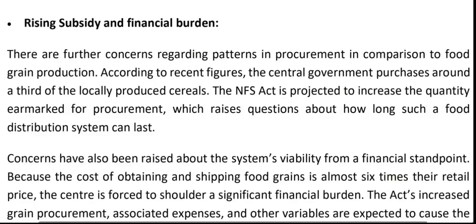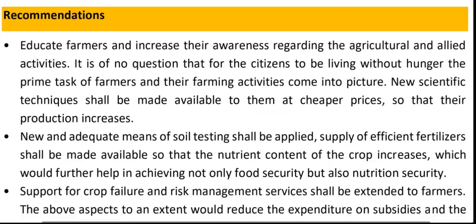So the Act's increased grain procurement, associated expenses, and other variables are expected to cause the food subsidy to expand steadily. Now let's see what could be the recommendations to ensure a proper food security in our country. So first would be educate farmers. Yes, by educating farmers, we can increase their awareness regarding agricultural and allied activities. Also, new scientific techniques are available for them to learn, so that their production also increases.